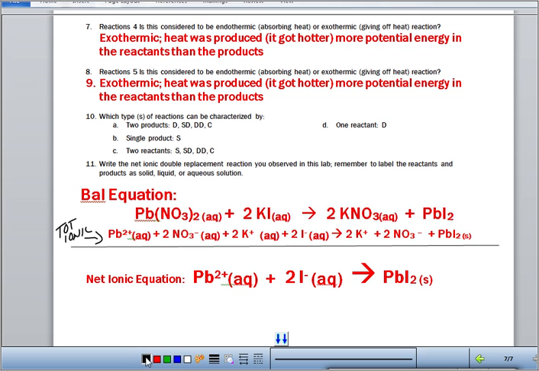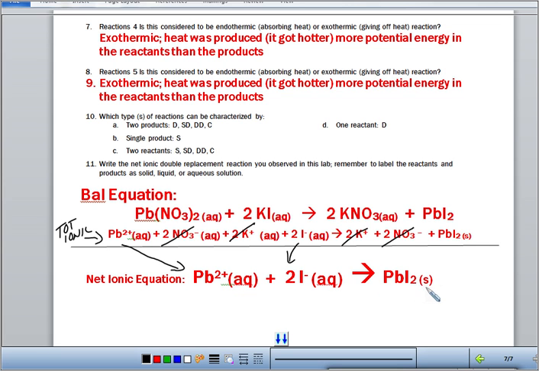So how do you come up with the net ionic equation? You cancel the ions that you see on both sides. You see 2 nitrate ions on the reactant side, and you see 2 nitrate ions on the product side. You see 2 potassium ions on the reactant side and 2 potassium ions on the product side. Okay? So the net ionic equation is only what's left. And the only thing you have left here is the lead 2 ion and the 2 iodide ions, and they combine to produce the lead 2 iodide.